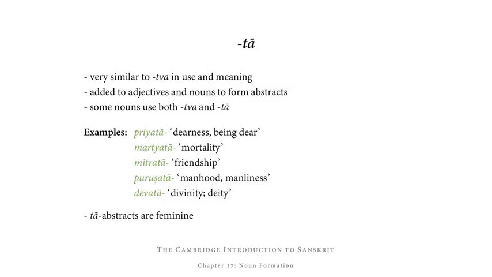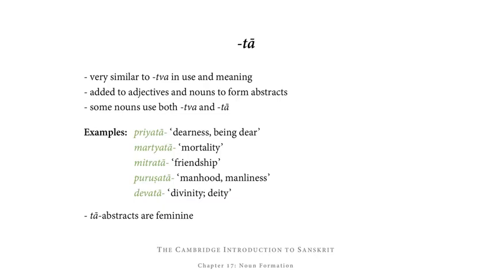Ta is a suffix that is very similar to twa in both its use and its meaning. It's added to either adjectives or to nouns, and it also forms abstracts. And there actually are several nouns and adjectives that use both twa and ta with very little distinction in meaning. So, for example, on the basis of priya, meaning dear, we get priyata, dearness or being dear.